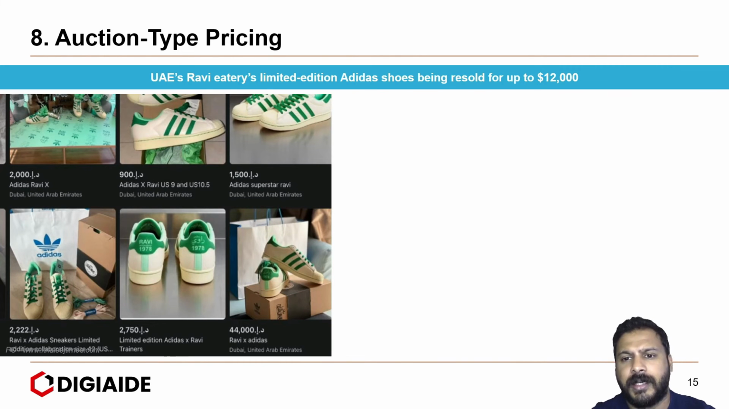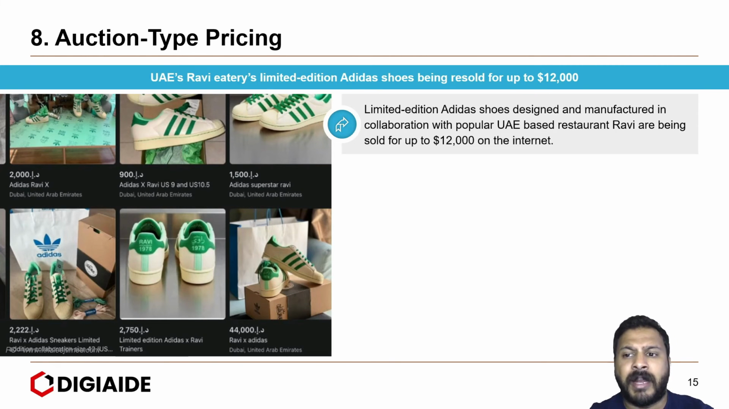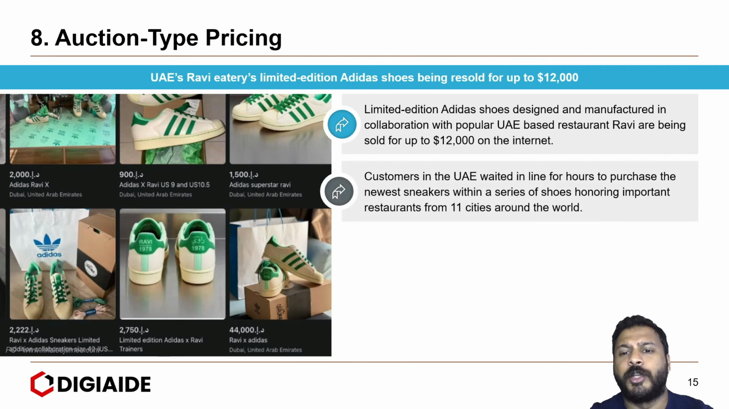other social media sites. Limited edition Adidas shoes designed and manufactured in collaboration with popular UAE-based restaurant Ravi are being sold for up to $12,000 on the internet. Customers in the UAE waited in line for hours to purchase the newest sneakers within a series of shoes honoring important restaurants from 11 cities around the world.